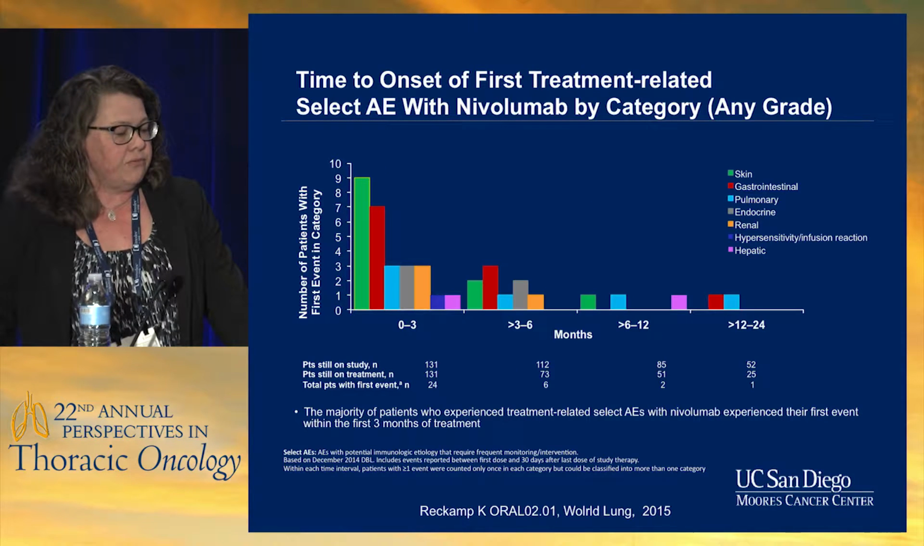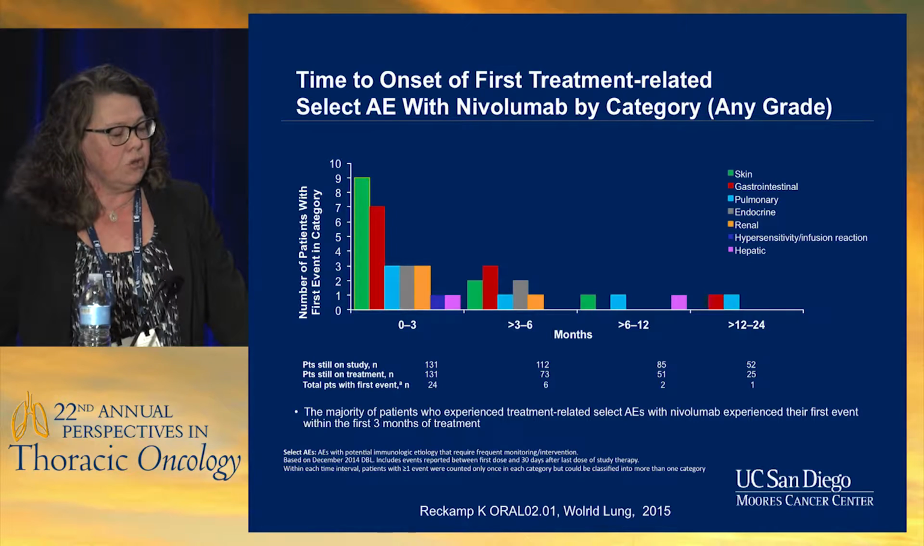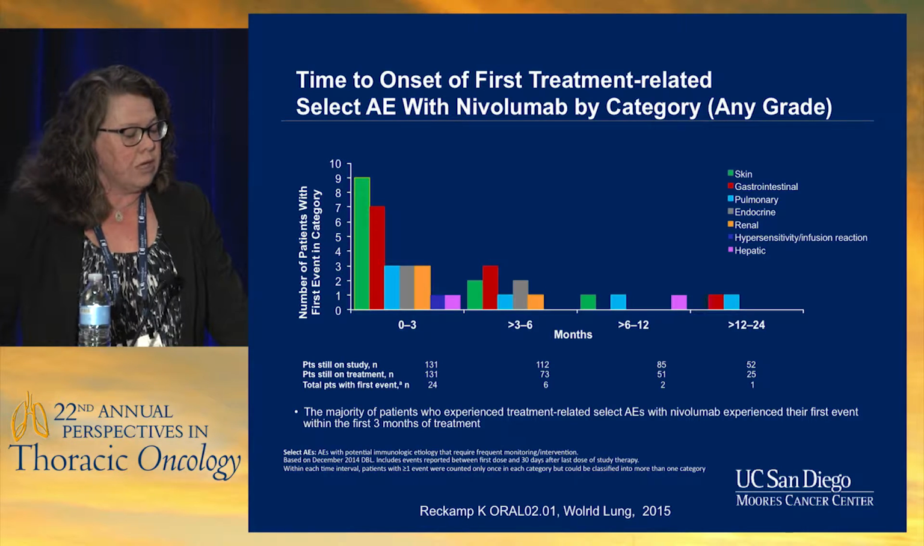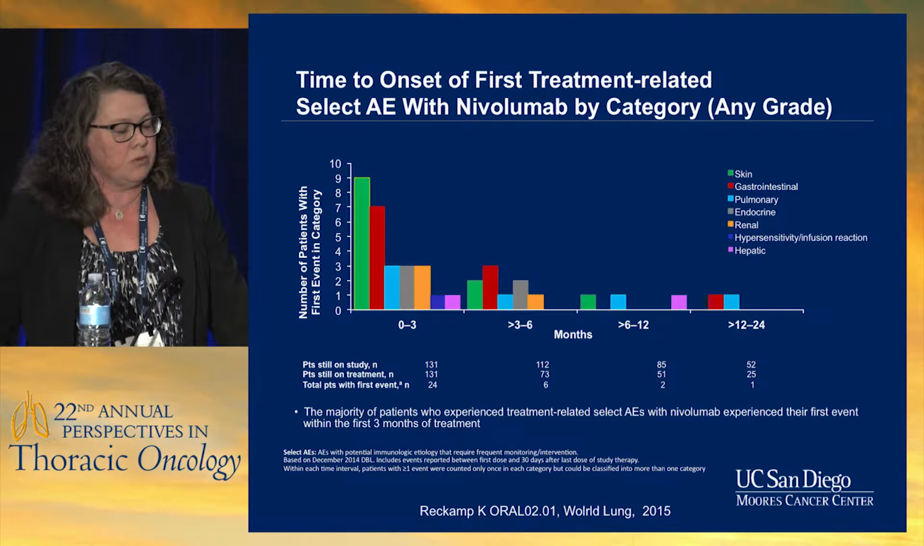This is an example of what we would expect for the PD-1 or PD-L1 inhibitors, using nivolumab as an example. You can see that the majority of the adverse events happened within the first 3 months. And the number of patients with adverse events depends on which organ is affected. Skin is a more common complication, but something like renal or hepatic is a less common complication with PD-1, PD-L1 inhibitors.